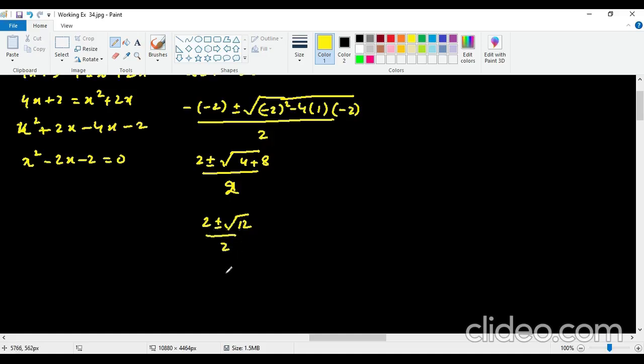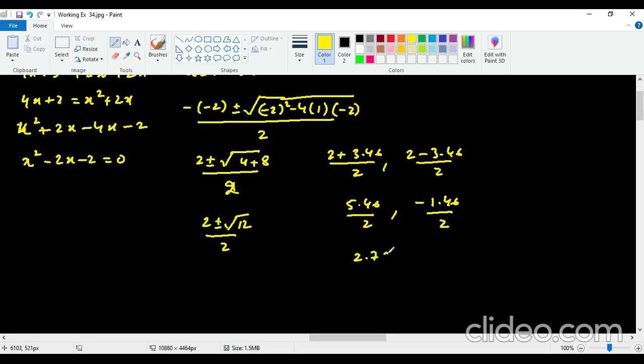That means the value of under root 12 is 3.46. One's plus and one's minus. 2 plus 3.46 and 2 minus 3.46 over 2. So first one is going to give us 5.46 divided by 2, and second value is going to be negative 1.46 over 2. So first one is going to give us 2.73, and second one is going to give us negative 0.73. These are the two values of x.